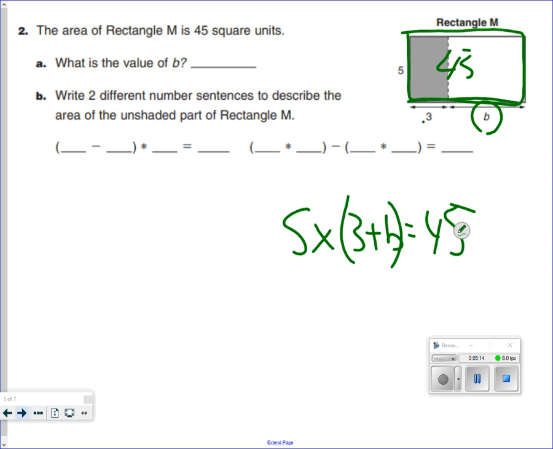Okay. So then I'm asking myself, what number times 5 could get me to 45? Well, 5 times 9 will get me to the 45. So 3 plus 6 will get me to 9. You can see how I kind of worked that out there. I had to problem solve here for b.